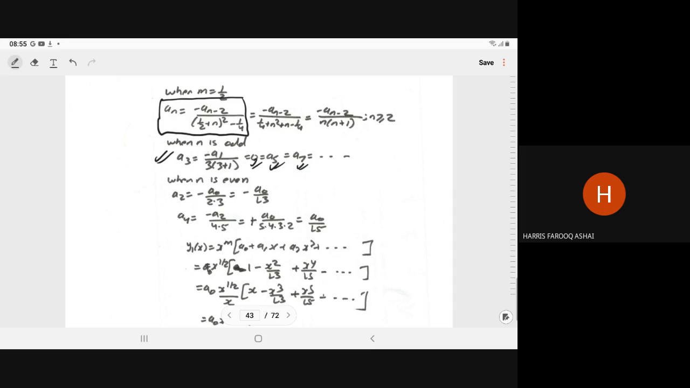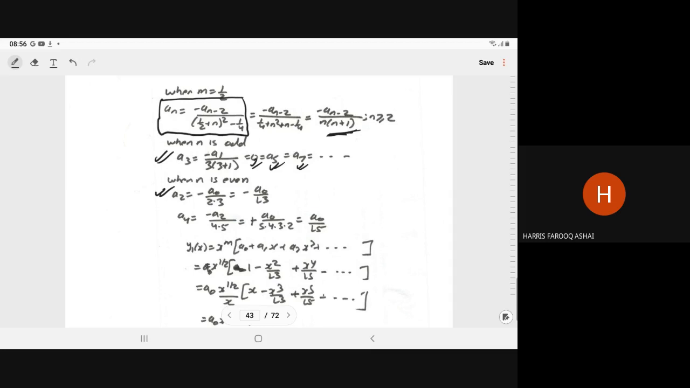Now when n is even, we have a2 is equal to minus a0 upon 2 into 3. Just put n is equal to 2, you will get this from here. So minus a0 upon 2 into 3, that is minus a0 upon factorial 3. Similarly a4, when we compute, it will give you a2 upon 4 into 5, that is plus a0 upon factorial of 5.